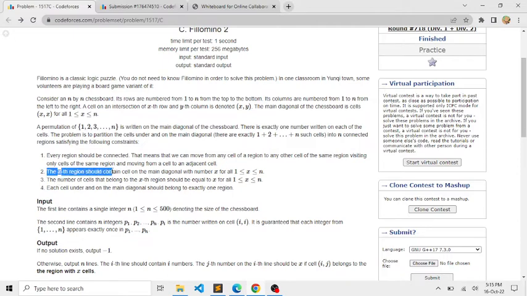The x region should contain the cell on the main diagonal with the number x on it, for all x between 1 to n, and the number of cells that belong to the x region should be equal to x, for all x between 1 to n. Finally, each cell under and on the main diagonal should belong to exactly one region. Now I hope the problem statement was somewhat clear enough. I know these conditions are a little difficult to understand, but we'll try to simplify it on the whiteboard.